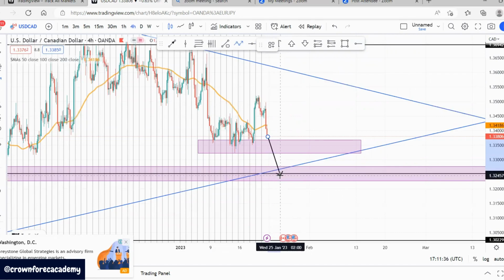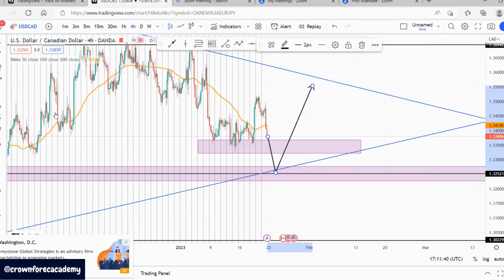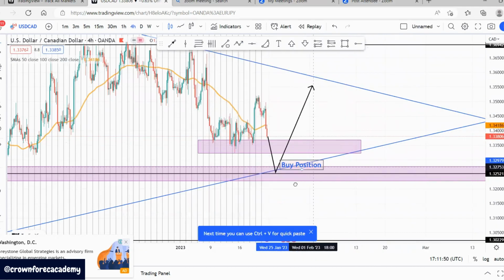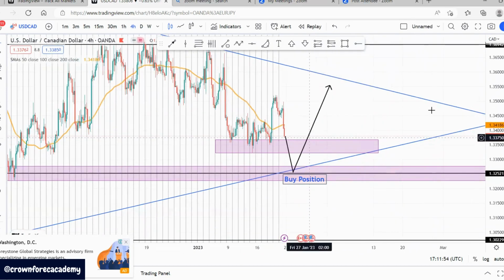test this trend line and the liquidity zone, and also the support zone, right? And then take my buy position. So that's basically what I will be watching out for. Buy position at this zone after seeing my other confirmations, right?